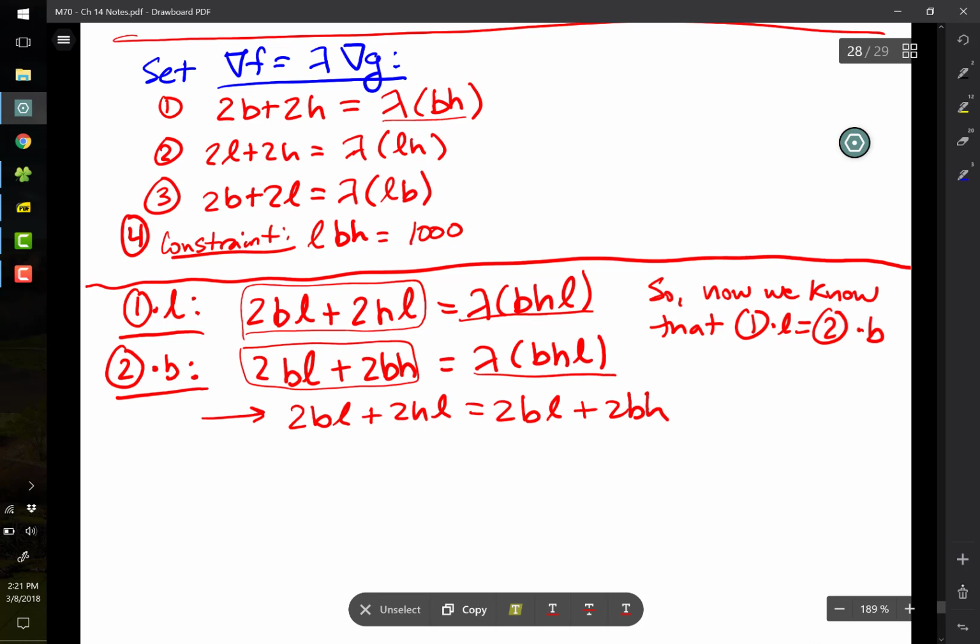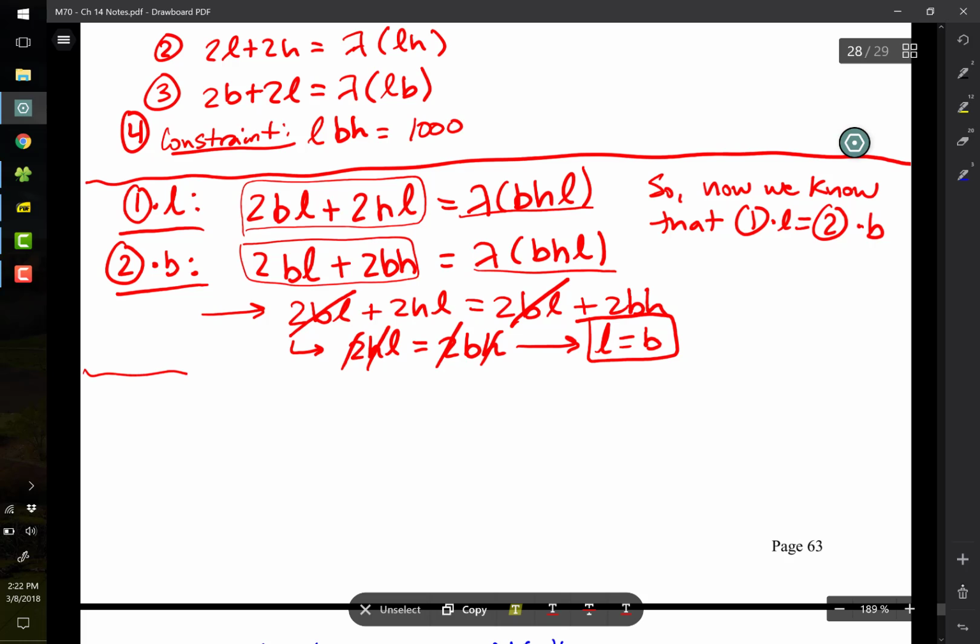And that's cool because then these terms cancel out, and I'm left with 2HL is equal to 2BH. Same deal, the 2's cancel and the H's cancel. And so I'm left with the key thing, which is that the length has to be equal to the base.